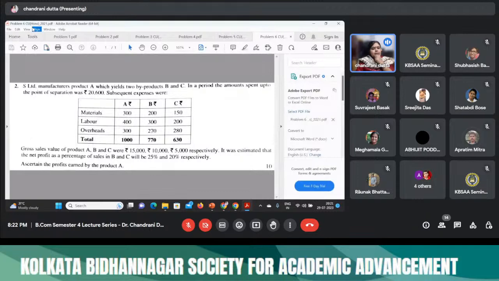Okay, this problem had come in your honors examination 2021, a 10 marks problem. S Limited manufactures product A which yields two byproducts B and C. So there is one main product and two byproducts. In a period, the amount spent up to the point of separation was 20,600. Subsequent expenses in post split-off cost, material, labor, overhead: for A you have spent 1,000 rupees, for B 770 and for C 630.